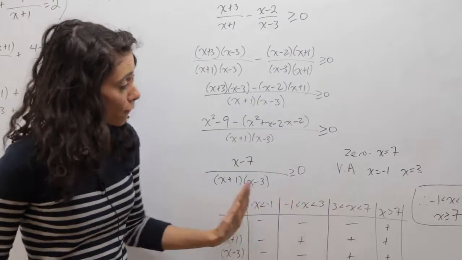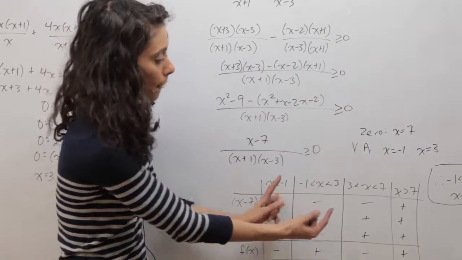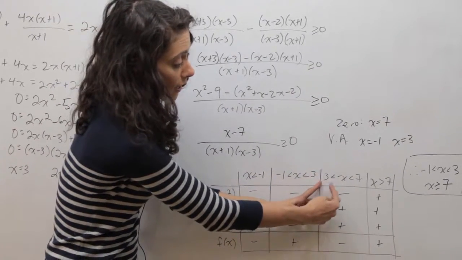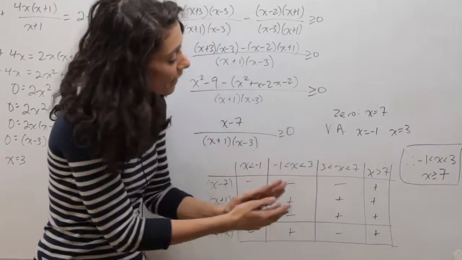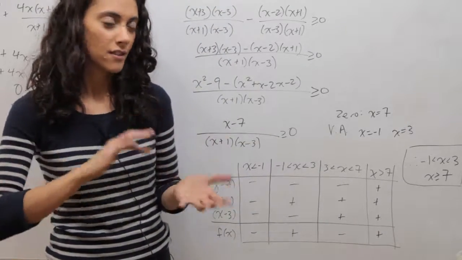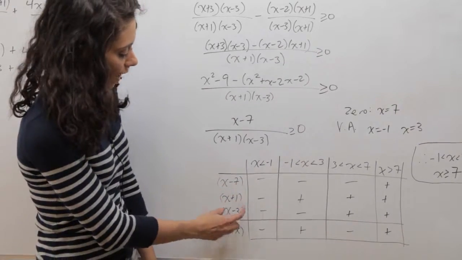So I've made this chart with 4 intervals: before my first vertical asymptote, between my vertical asymptotes, between a vertical asymptote and 0, and finally after my 0. Those are all the spots where it can swap from positive to negative and negative to positive. To simplify this, I've put each of the factors here.